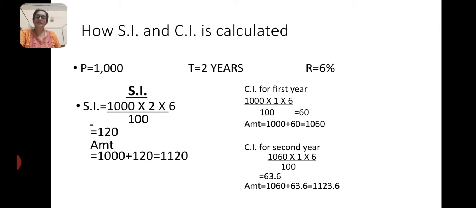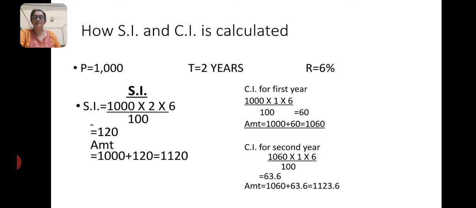Now for the second year, the interest will be calculated on the first year's amount. So the principal will be 1060 rupees for the second year. Term is 1 year and rate is 6%. So you have to pay 63.6 rupees as interest. So amount will be 1060 plus 63.6, that is 1123 rupees 60 paise. So there is a difference of 3 rupees 60 paise in the interest. This is how simple interest and compound interest are calculated.